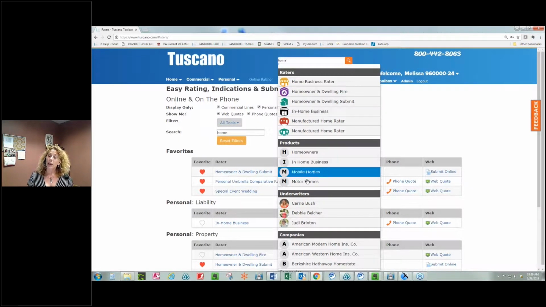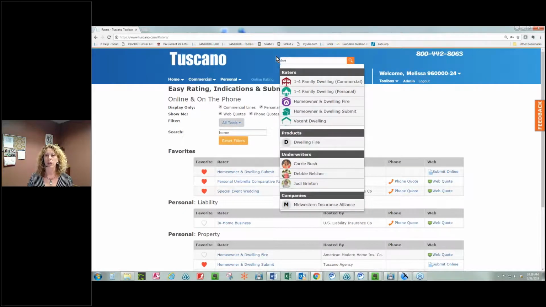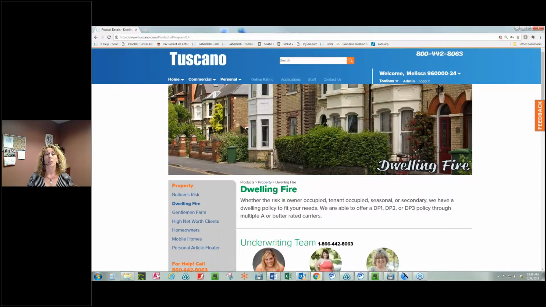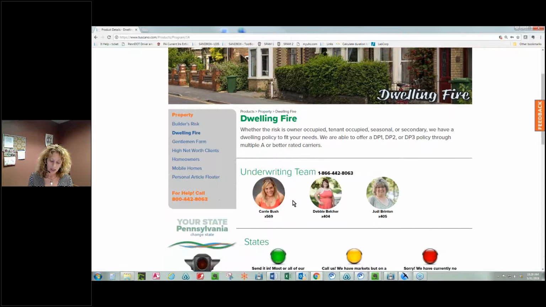With the dwelling fire, we have markets that can do seasonal dwellings. We have admitted and non-admitted markets. We can do log homes. We can do seasonal dwellings that are rented out at the beach. We offer wind on our coastal properties. We can do Airbnbs, names in the trust and LLC. So all of that we can do in the personal lines department.